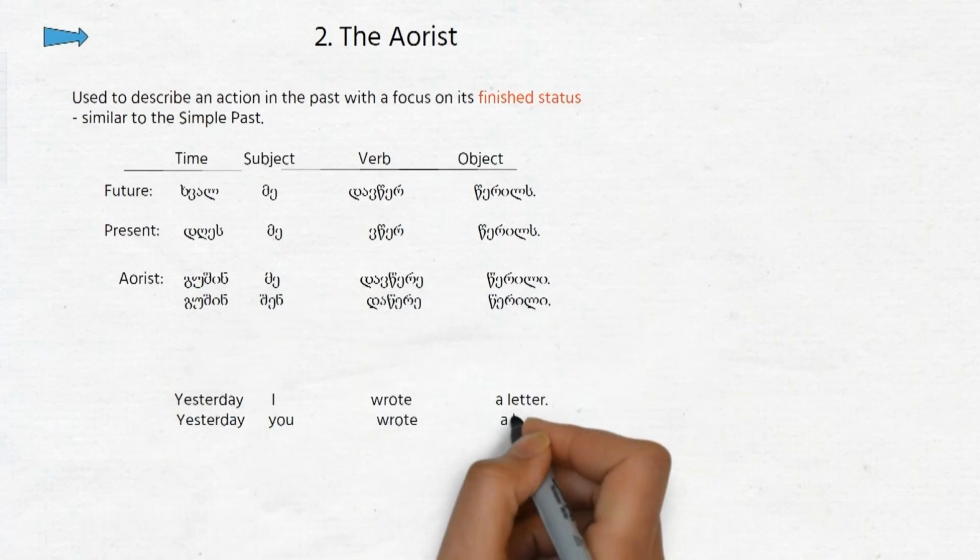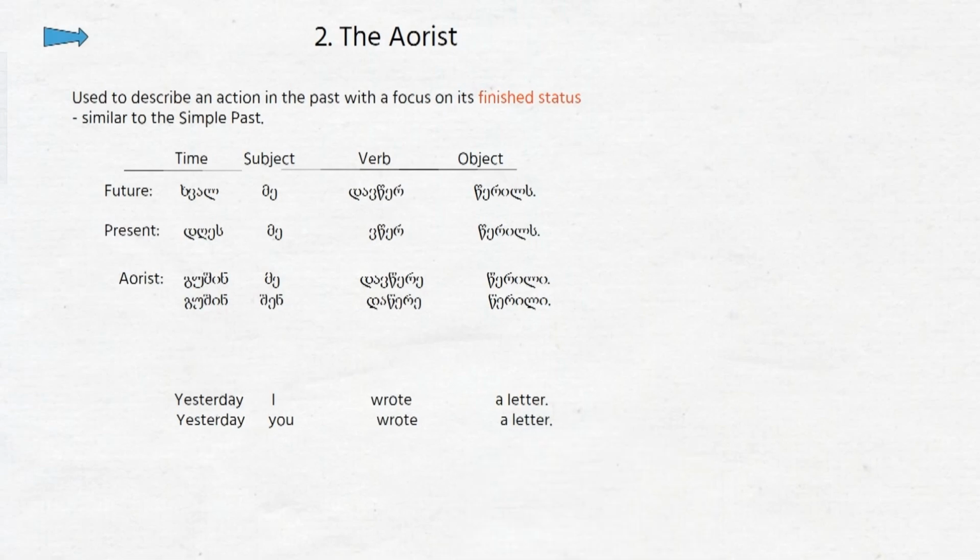And quite similarly for the second person, gushin shen dats ere, so the subjective marker for the first person is dropped. Everything else stays the same. So this is nothing new.